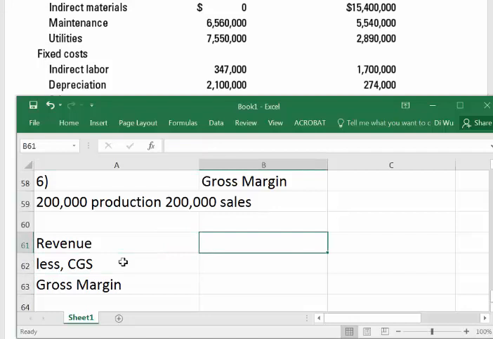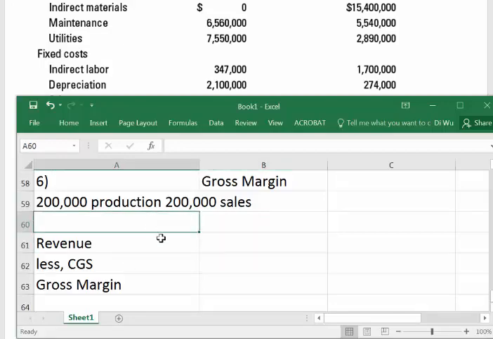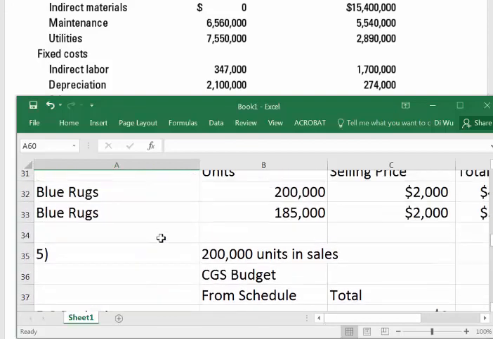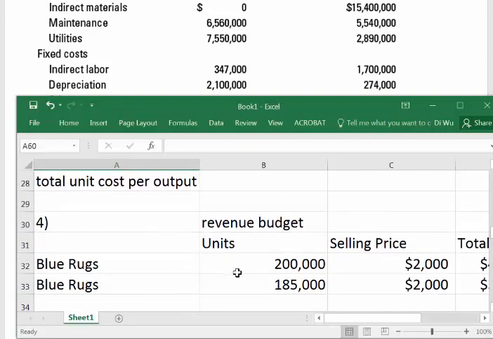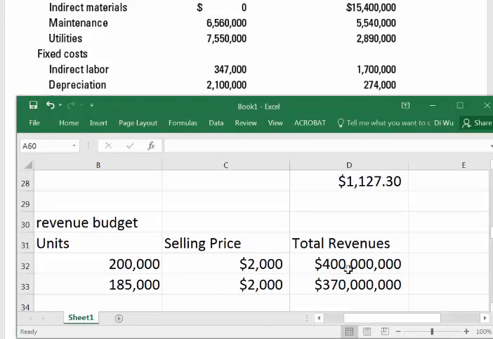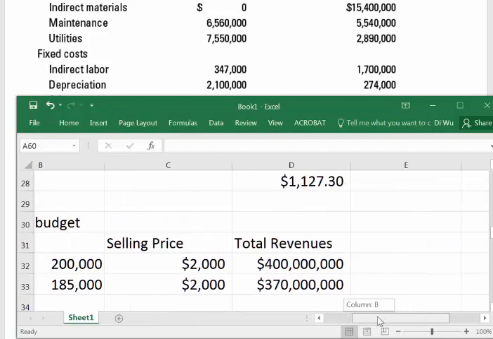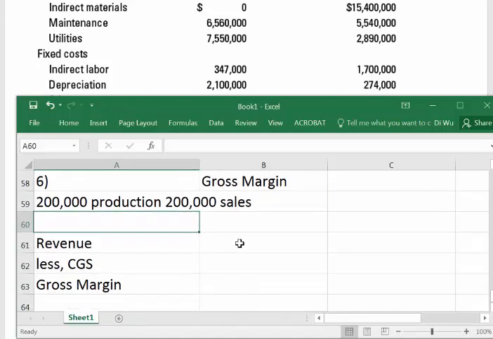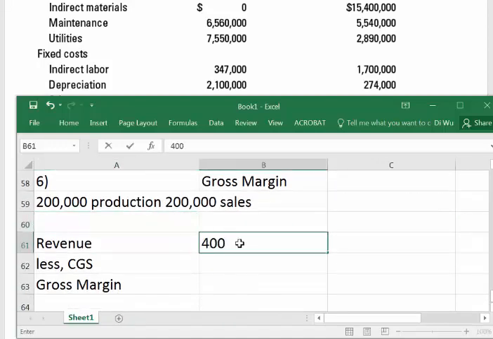For the revenue part, the first is we have total revenues, and you can go back to the question, I think it's question 4. Question 4 is when you have 200,000 units being sold, we're looking at 400 million revenues. So I'm going to put the 400 million.